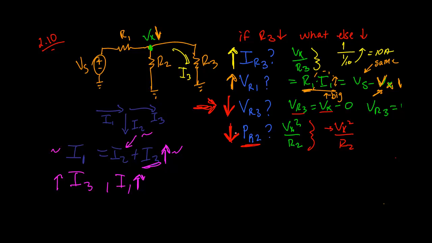Well, there you have it. You have Vx getting smaller, the voltage across R3 getting smaller, the voltage across R1 getting bigger, the current in R3 getting bigger, the current in R1 getting bigger, and the power through R2 getting smaller.